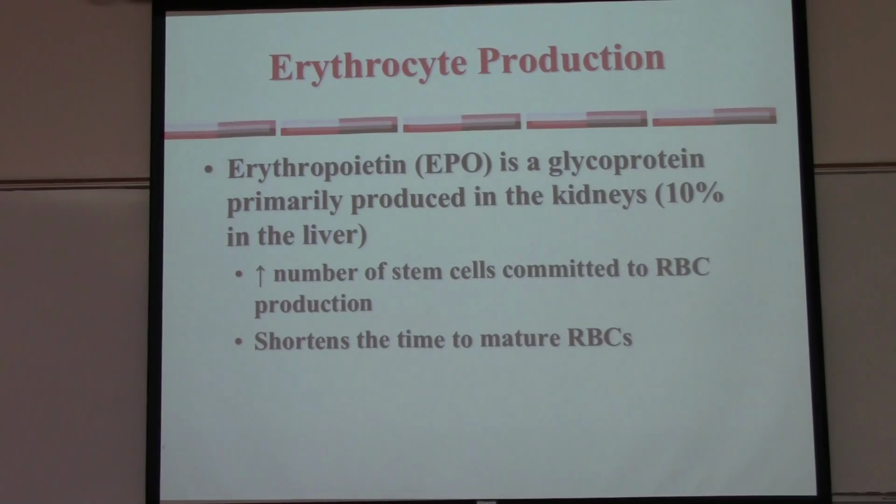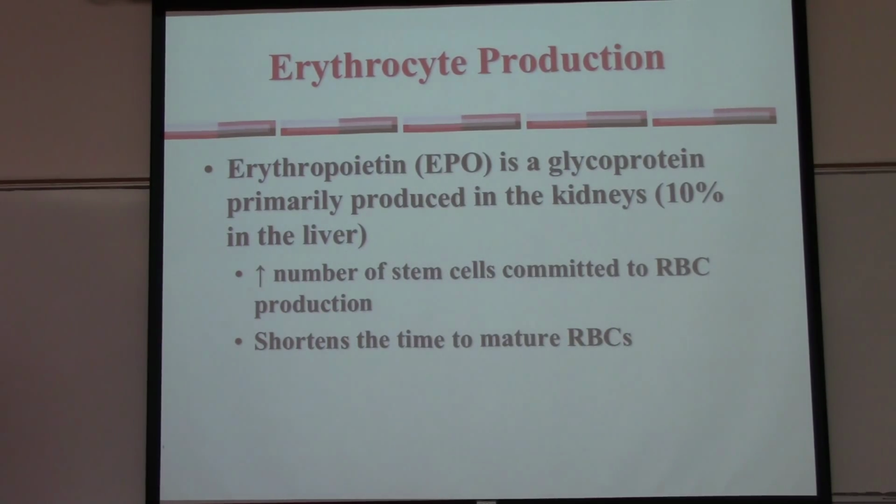Erythrocyte production, and this is normal, okay? We're going to talk about normal erythrocyte production now. EPO is a glycoprotein primarily produced in the kidneys, a little bit in the liver. You guys know this. And it will increase the number of stem cells that are committed to making red cells. Remember that slide that showed you the stem cell at the top, and then the first breakdown?